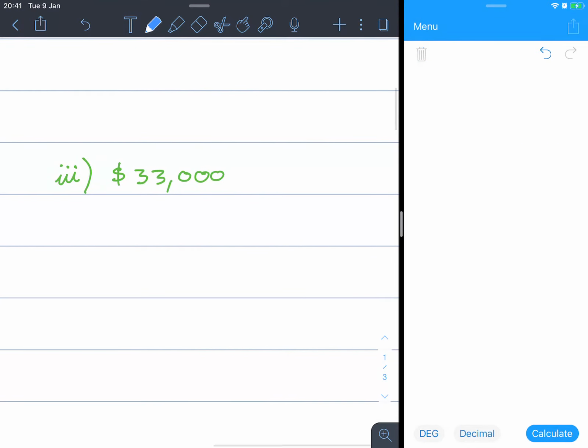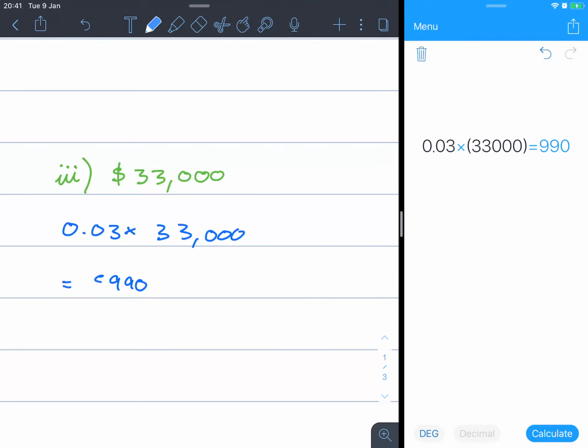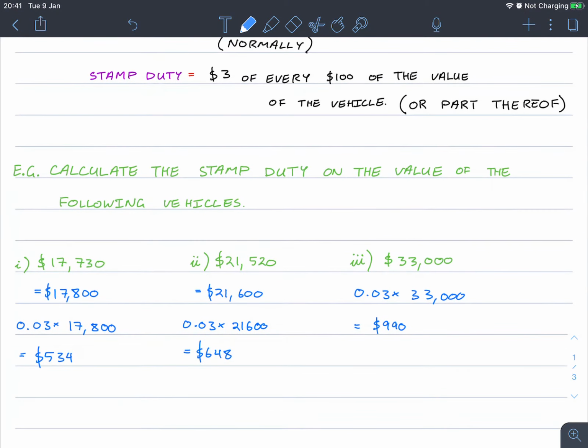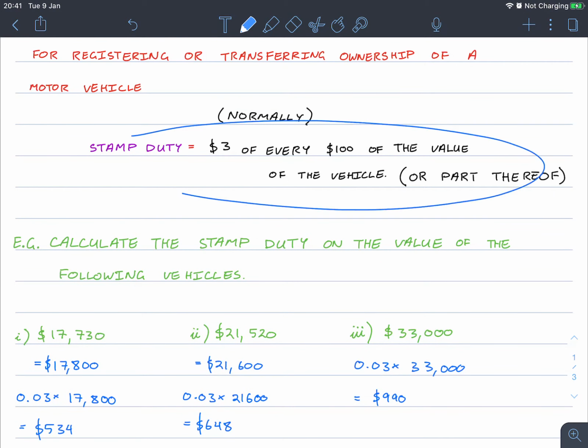One last time. In this example, notice how there's no rounding that we need to do. So we can just find 3% on this amount straight away. 0.03 times 33,000. That's $990 stamp duty. Now we said that this is the normal cost of stamp duty.